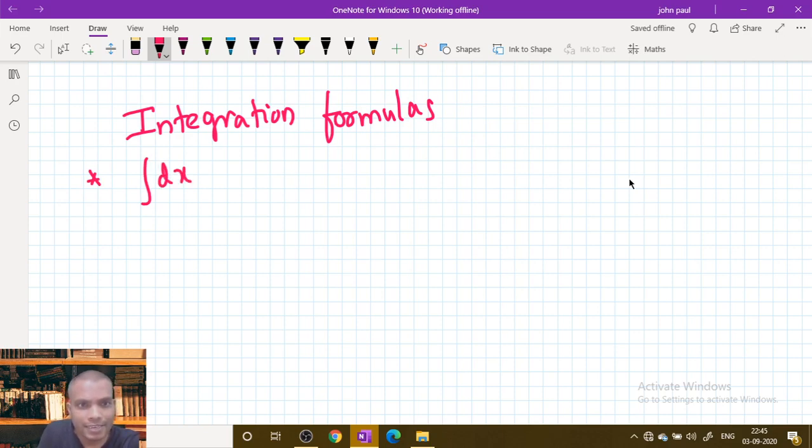So integral dx equal to x. In the integration, after getting the result, we need to add a constant. This is by rule. Even if nothing is mentioned, we will just add plus c. That is known as the integration constant.